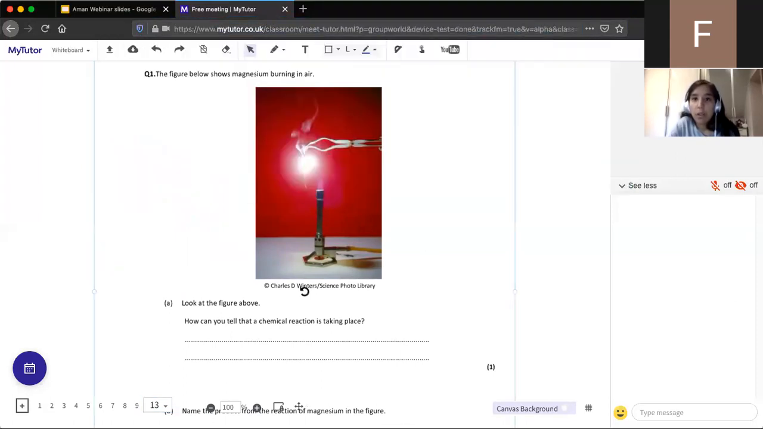How can we tell from that a chemical reaction is taking place? So someone has said that the bright spark shows the reaction. Okay, great. So we can say there's a bright spark. What else is going on? What's this over here?